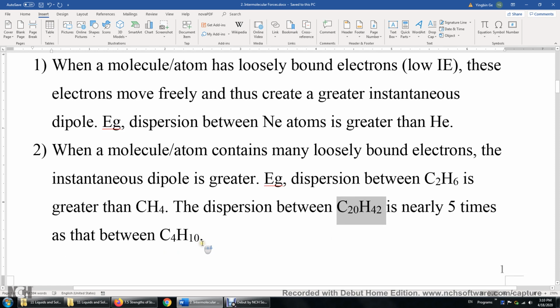Number 3, the contact area between the molecules. Again, if we have two C20H42 molecules aligned together, there's a much bigger contact area between these two molecules than between two C4H10 molecules.